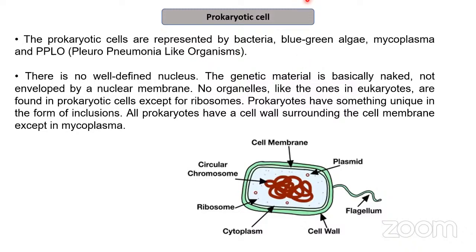Which cell is the smallest cell, PPLO or mycoplasma? PPLO is the smallest organism, which is 0.1 micron.